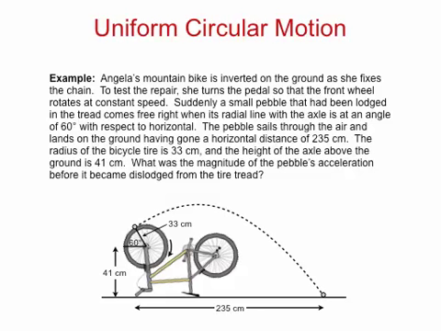We're asked to determine the acceleration of the pebble before it became dislodged from the tire tread. Since the tire, we're told, rotates at constant speed, the lodged pebble is undergoing uniform circular motion about the wheel axle. That means its acceleration is v squared over r. We're given r, but we don't know v. So our job now is to find v.